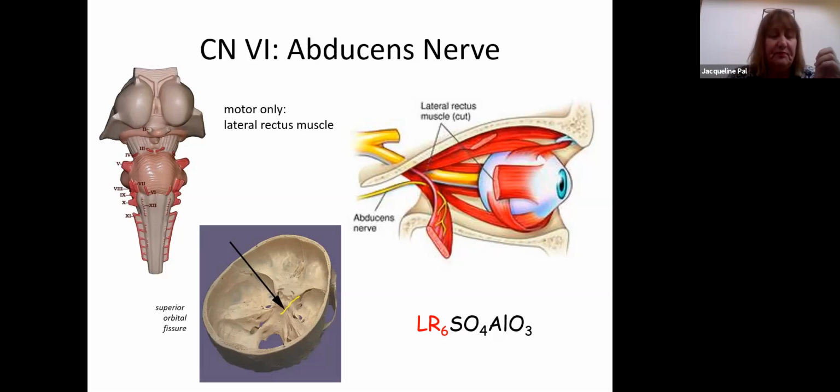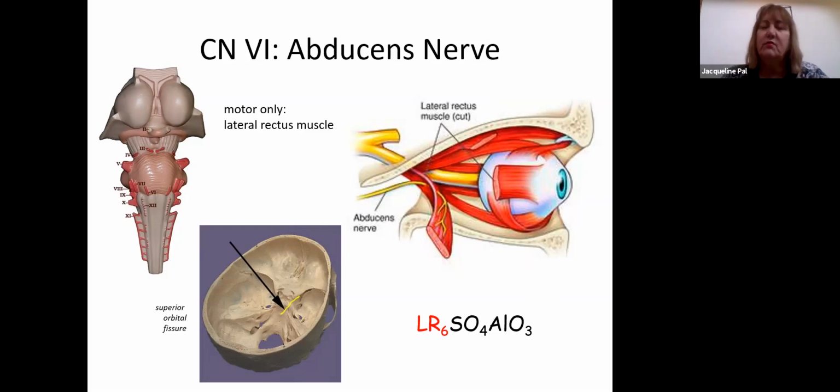Now, interestingly, all 3 of these nerves will exit from the base of the skull through the same opening to get to that big eye socket, okay? So all 3 of these nerves came off the pons, and then they exit through the superior orbital fissure, that big slash in the back of the eye socket, and from there they will branch off to the 6 muscles.